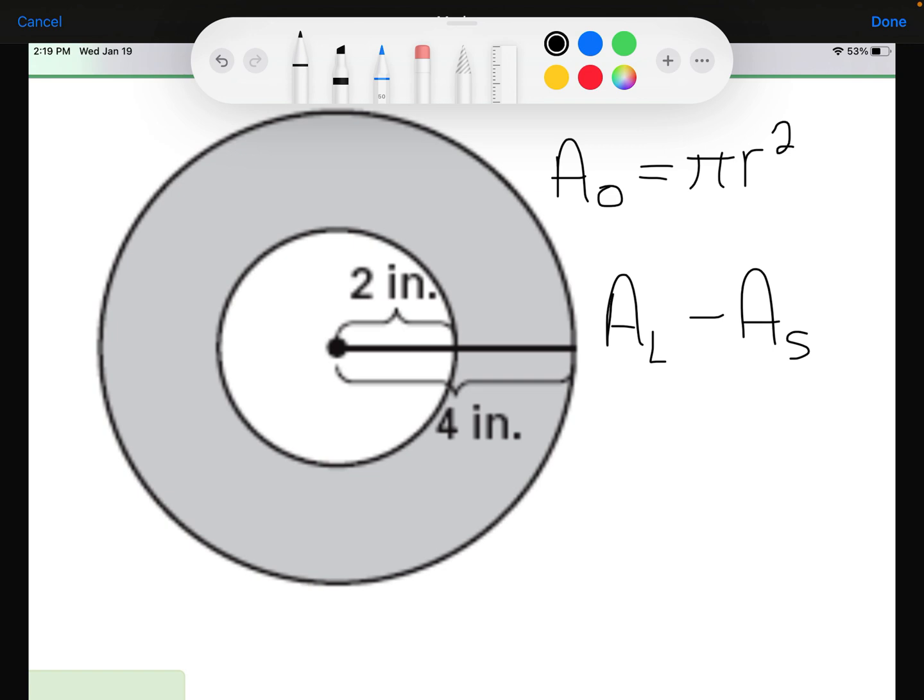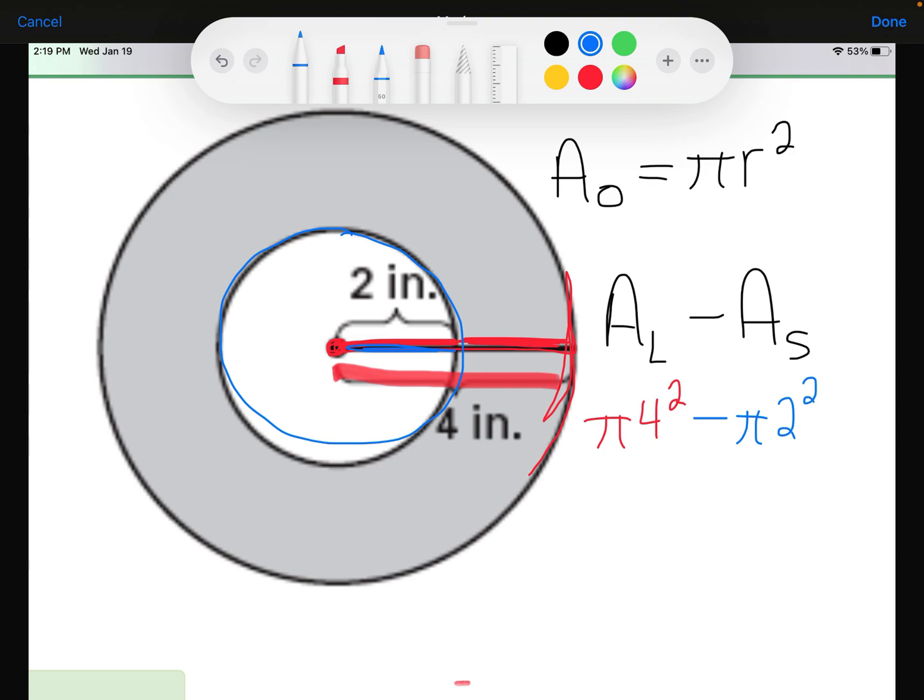The area of the large circle, the radius starts at the center and goes all the way out to the outer edge of the larger circle, which means we need to include the radius of the smaller circle, which is 2, and this extra length. Now it does tell us that that total length is 4. So that means the radius of the large circle is 4. So we have pi 4 squared. The area of the inside circle has a radius of 2, so that's going to be pi 2 squared.